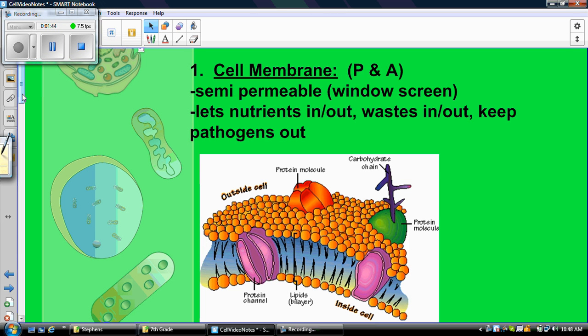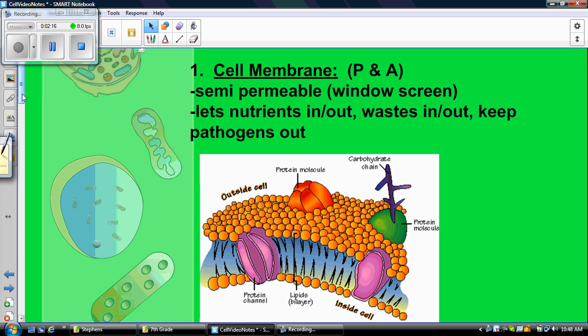Okay, when we talk about a cell membrane, we kind of describe it as semi-permeable, like a window screen. You guys know in your house you have a window screen. It lets things in and out. It keeps things that are too big out so they don't come in, like flies and bugs, because we don't want them in our house. But then it'll let air go through, in and out. Well, that's kind of what a cell membrane does. If you look at the cross section, look at those little yellow circles. Those are kind of like the parts of a window screen that let things in and out.